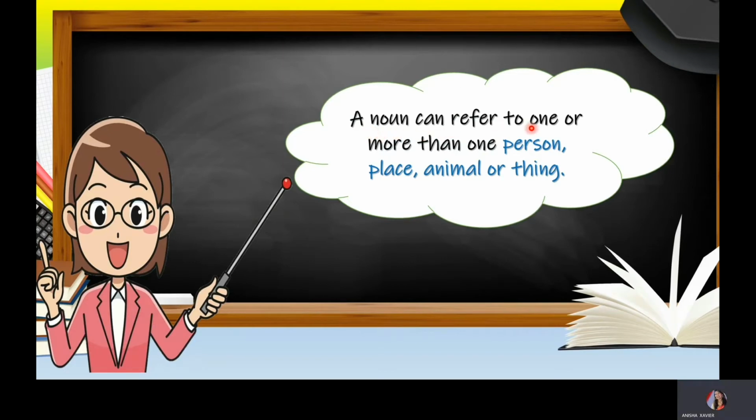A noun can refer to one or more than one person, place, animal or thing. We all know this. Yes, we had studied this in class 1, no? So repeat after me. A noun can refer to one or more than one person, place, animal or thing. Very good. Let's move on to the next slide.